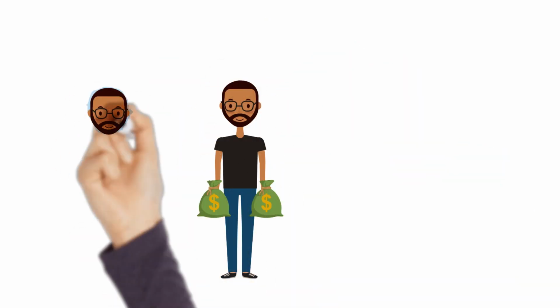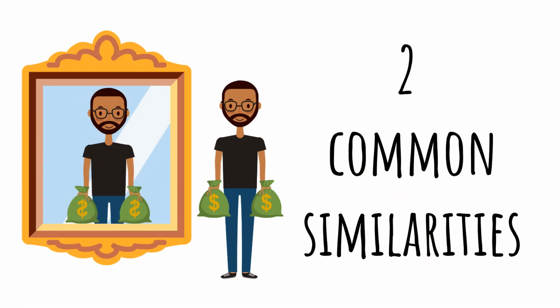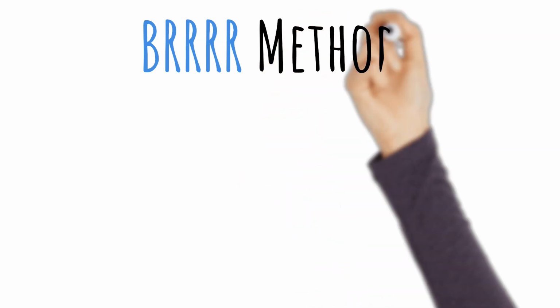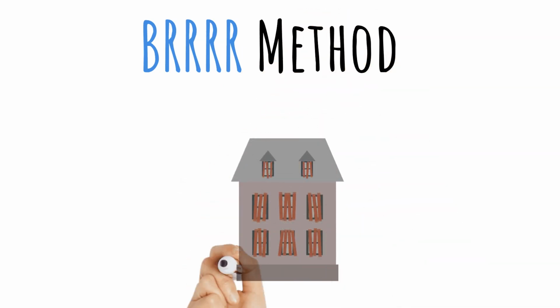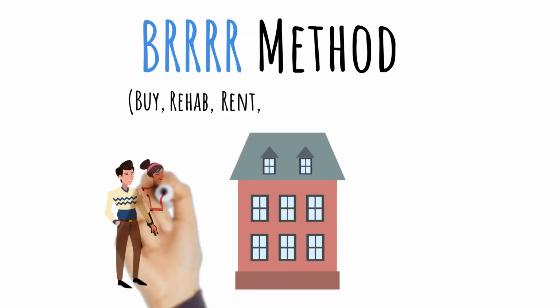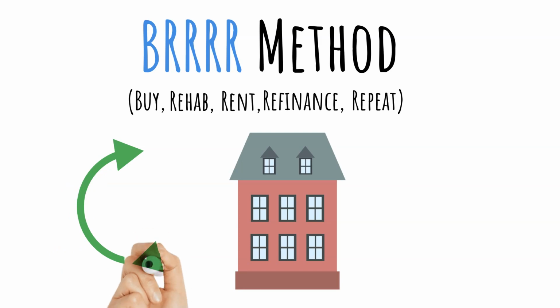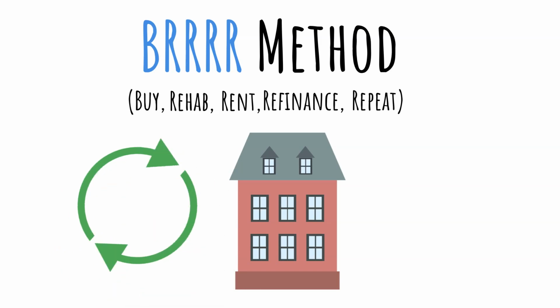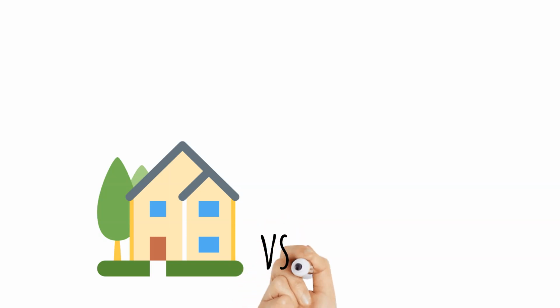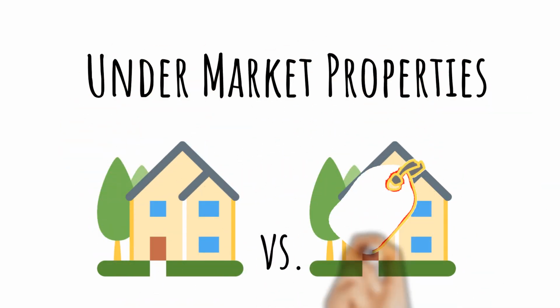All three of these cash flow strategies share two common similarities. Number one, using the BRRRR method: buy, rehab, rent, refinance, and repeat. Number two, buying under market properties.